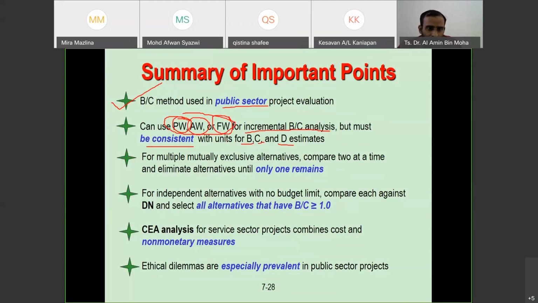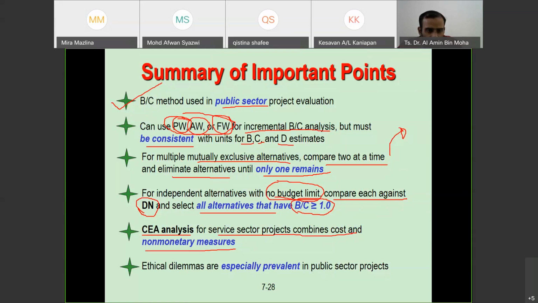For multiple mutually exclusive alternatives, we need to compare two at a time and eliminate alternatives until only one remains. We saw the cases for several things here, right? For independent alternatives with no budget limit, we need to compare each against the do-nothing option and select all alternatives with BC of 1.0 or more if there is no budget limit. We also saw the CEA analysis for service sector projects that combine cost and non-monetary measures. And then we concluded the session with the ethical dilemmas.